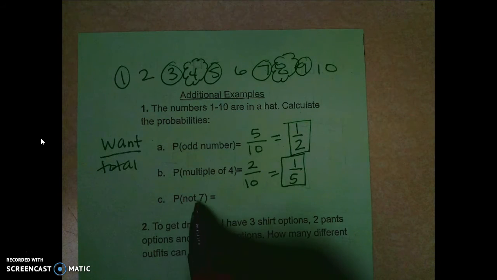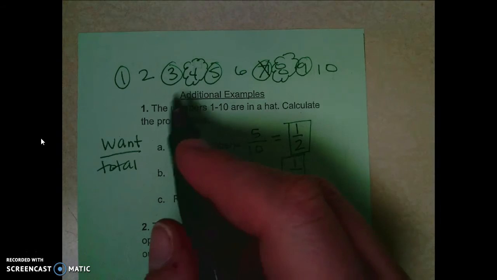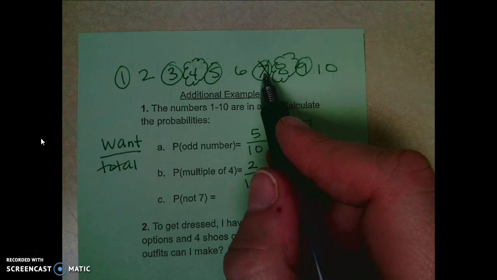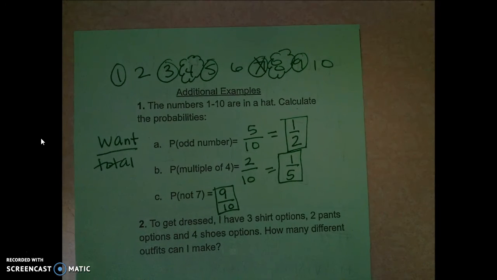And then a number that's not 7. Well, not counting 7, that takes out 1 of the 10 numbers. So that means there's 9 numbers left that are not a 7. So 9 out of 10.